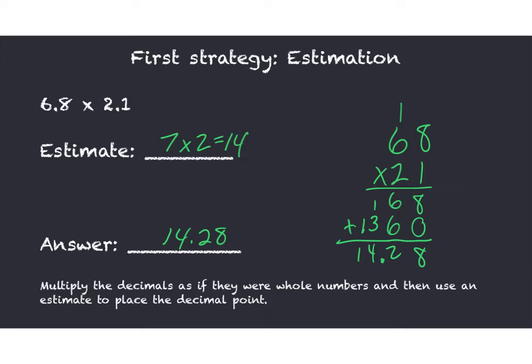When we're multiplying using the estimation strategy for multiplying decimals, we multiply the decimal as if it was a whole number, and then we use an estimate to place the decimal point. That's our first strategy. Now let's look at strategy number 2.